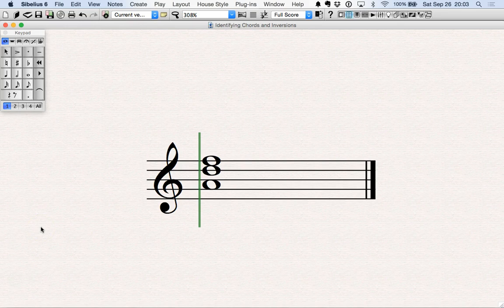Okay, so you've taken the time and you've had a chance to go through this. So step one, is it a triad or seventh? Well, it's got three pitches, so we know it's going to be some sort of triad. So that's step one. We've now determined it's a triad.